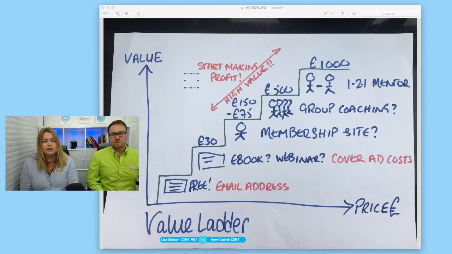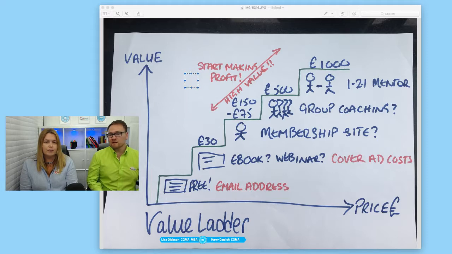Now, the next step of the value ladder is essentially we're going to increase the value we give to our client. We're going to increase the price, because obviously we've charged nothing so far. And this gives us our second step in our value ladder. So we might charge a lower value item, say £30 or so. It might be a one-off charge. It might be a recurring fee. It might be, say, an ebook or a webinar, where you just cover the costs you would incur of doing it.